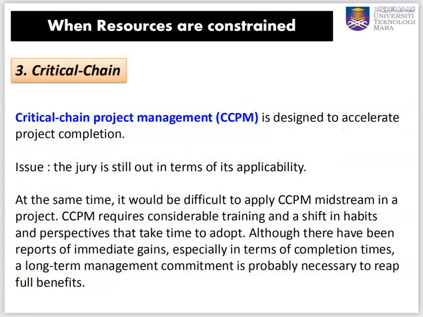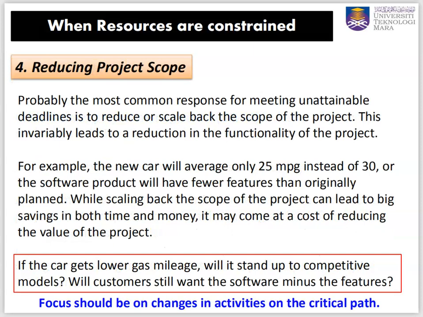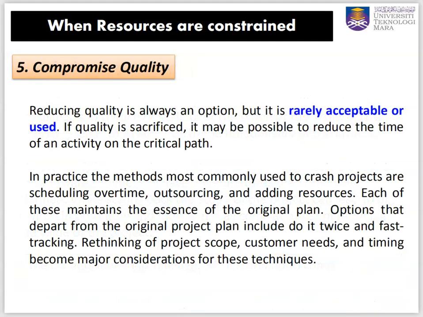Critical chain project management to accelerate project completion. Then we adopt reducing project scope. We minimize some of the project scope. We can also compromise the quality, which is not normally acceptable, but sometimes it is done if we want it finished in a short time with resource constraints. This is what happens.